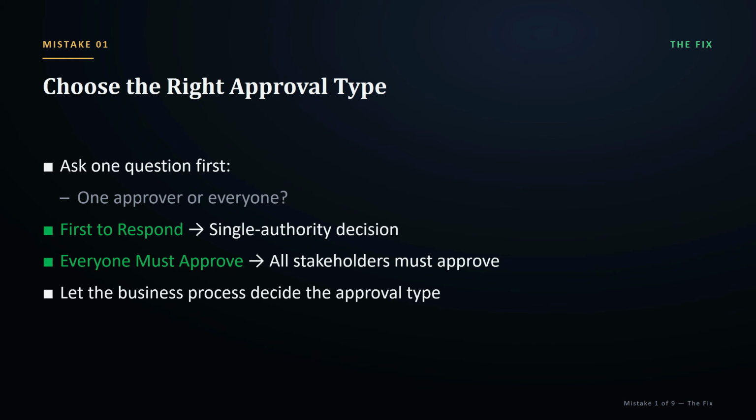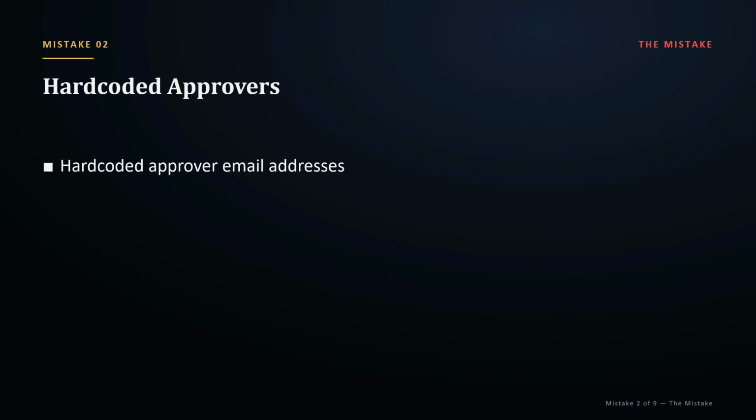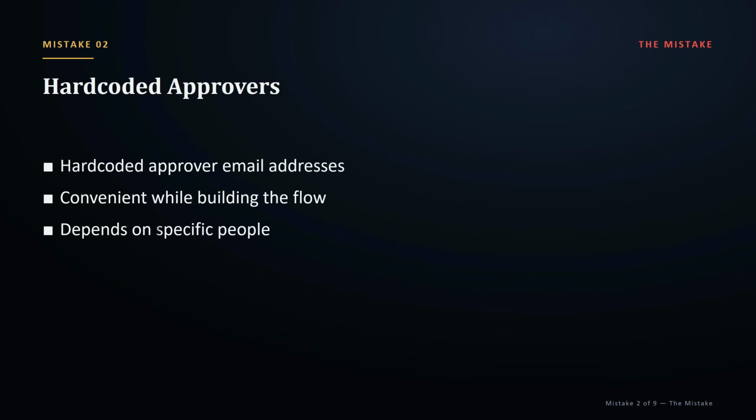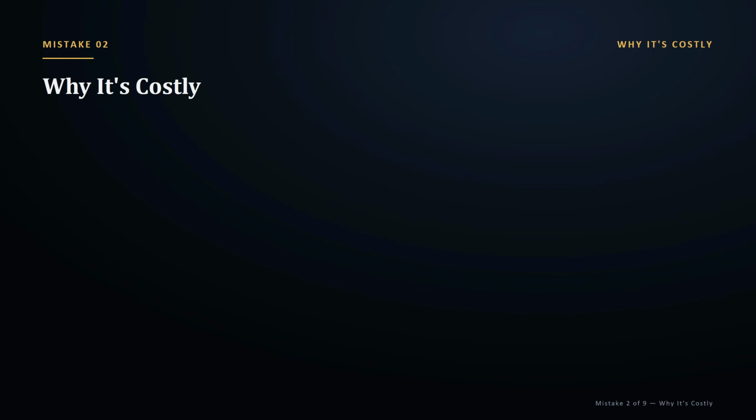Now let's look at another mistake that's very common. Hard-coded approvers. Hard-coding approvers' email addresses directly in your flow. It might seem convenient while you are building the solution, but approval workflow should not depend on specific people. They should depend on roles or business rules. Let's take a simple example.